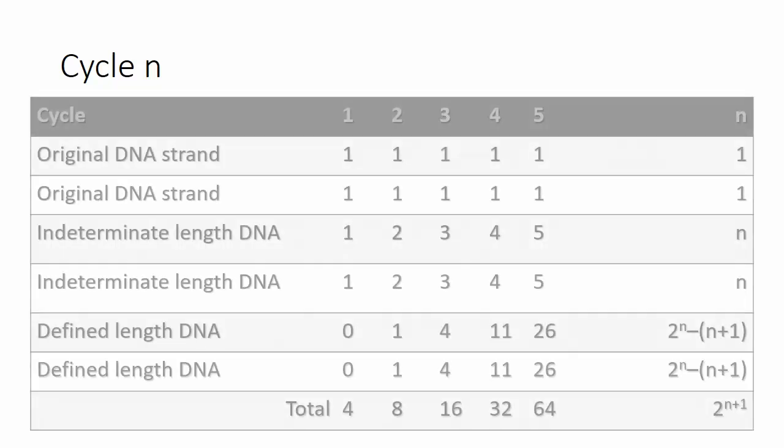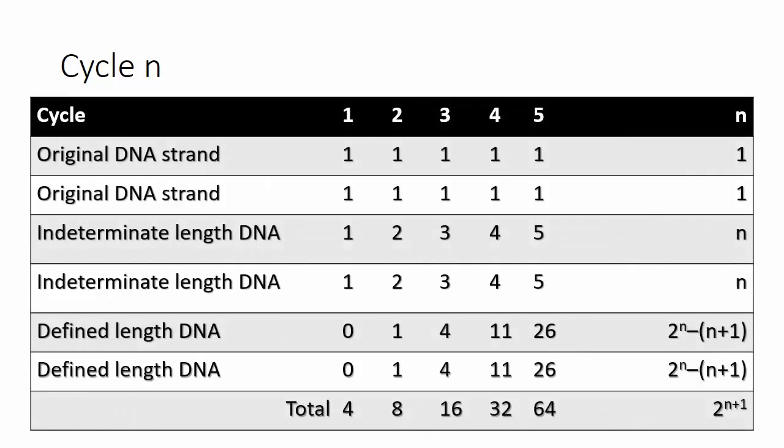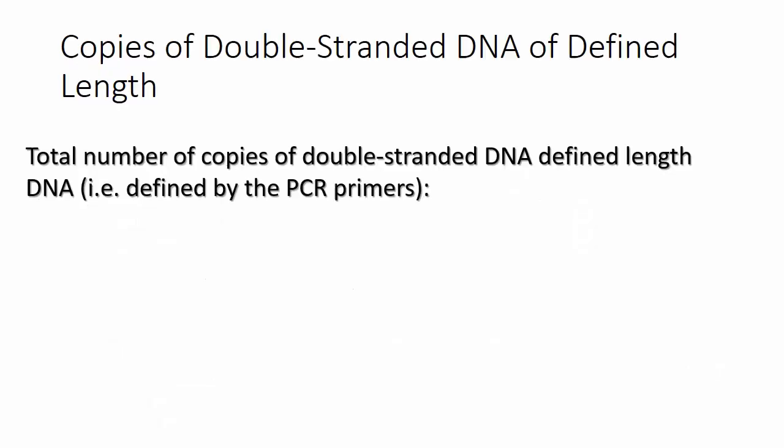If we put the calculations in a table, this is what we get. Notice here that everything is doubled since DNA is a double helix, and what is shown here is the numbers for each type of single-stranded DNA. We looked so far at the number of single-stranded DNA, but what about the double-stranded DNA? What would be the number of copies of double-stranded DNA consisting of only defined length DNA?